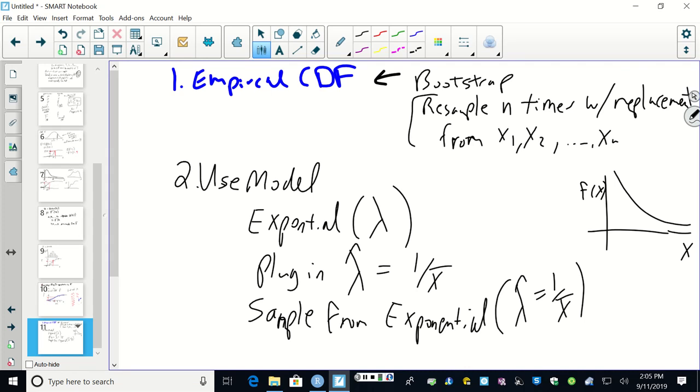So instead of sampling from our x1, x2 up to xn, once you plug in a parameter value, analytically we can sample from this thing. There's a random exponential in there. So that would also create an approximation, our source of f hat, if we use that model. And sometimes that gets done.